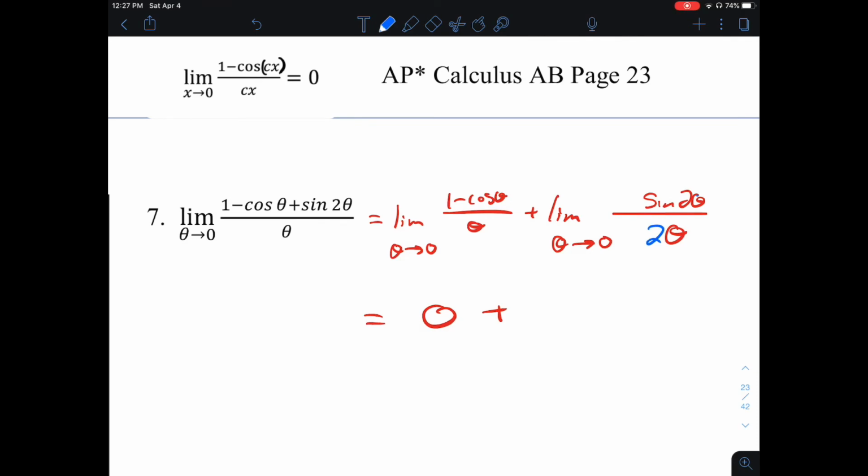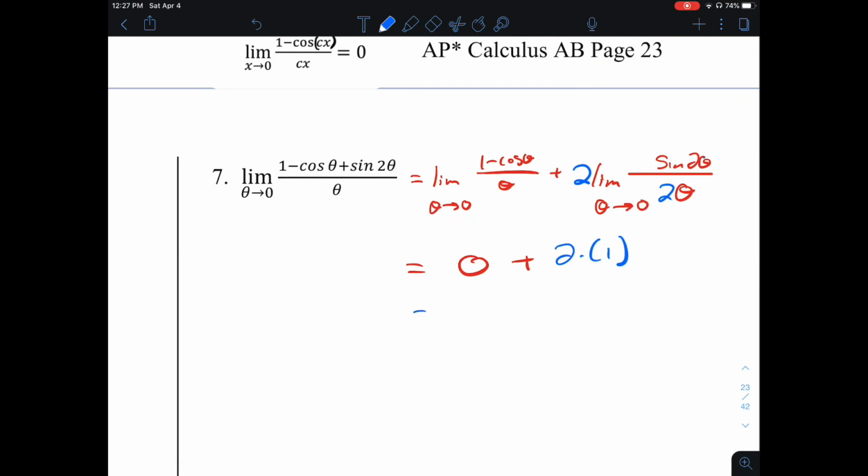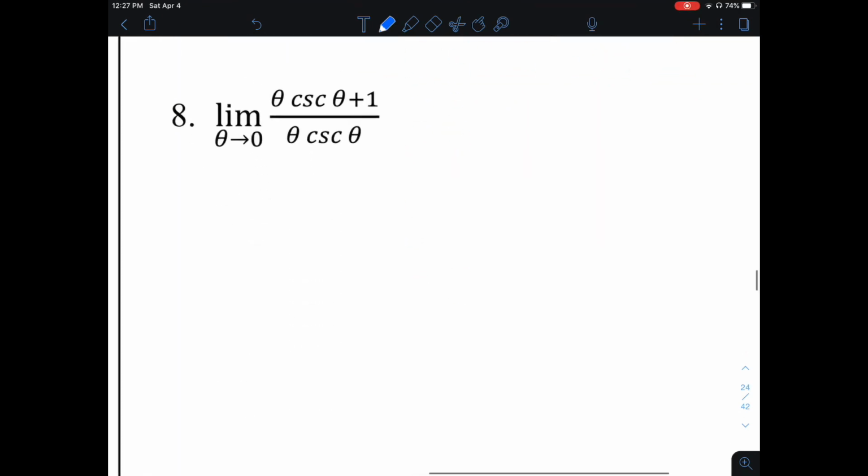And then over yonder, we could do something similar if this was the same angle, and it isn't. So I can make it the same angle as long as I also put a 2 in here. And let me put that 2 out here. So now this limit is 1, and we're multiplying it by 2. So it's 2 times 1. 0 plus 2 times 1, drop in a deuce.